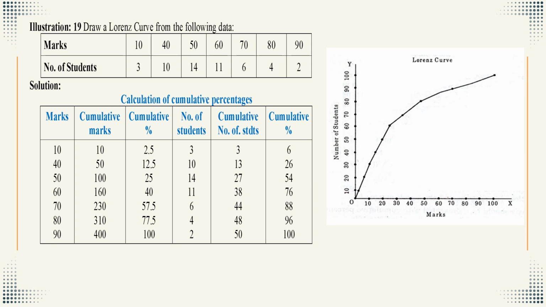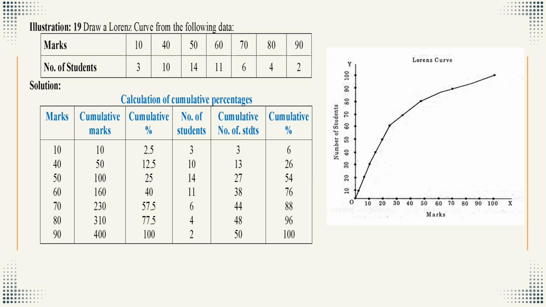So 3 by 50 into 100, that is 6. 13 by 50 into 100, 26. 27 by 50 into 100, 54. 38 by 50 into 100, 76. 44 by 50 into 100, 88. 48 by 50 into 100, 96. 50 by 50 into 100, 100.